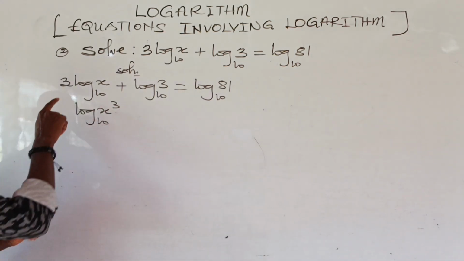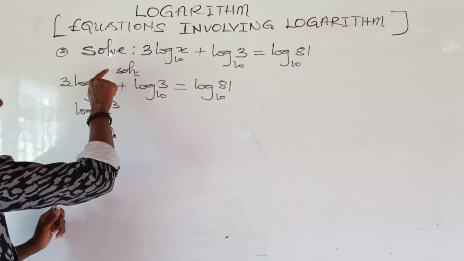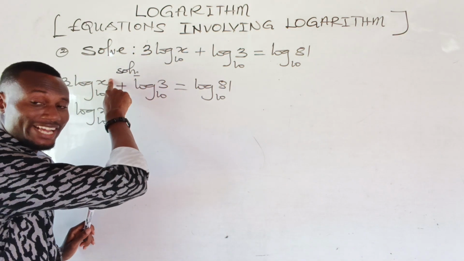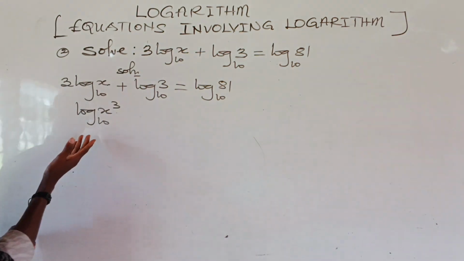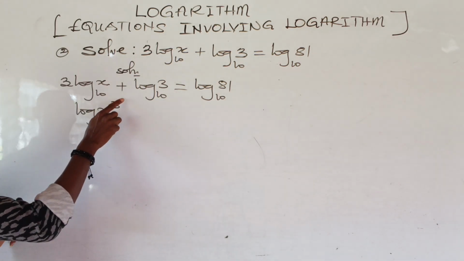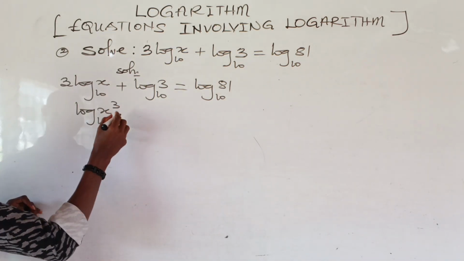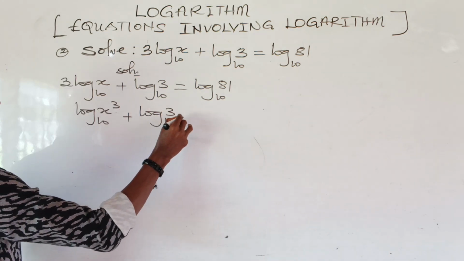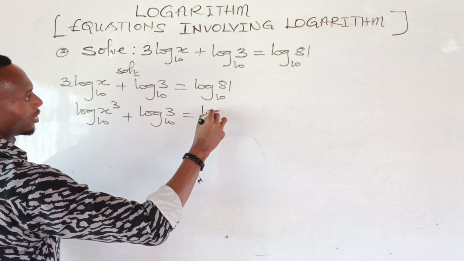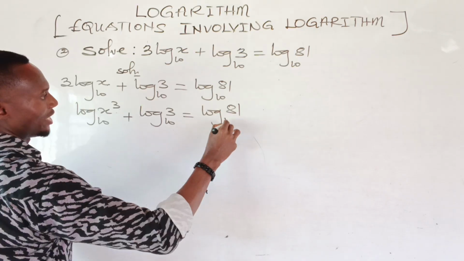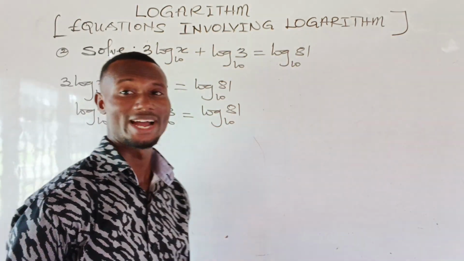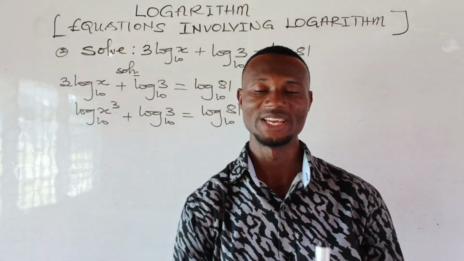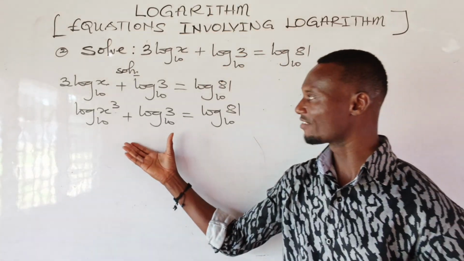All that we did is to move the 3 here so that it will become a power to the variable s, which is here. That is the power rule. So I'm going to have log s to the power 3 to the base 10, then plus my log 3 to the base 10 equals log 81 to the base 10. I hope you understand and you agree with me up to this point. So we have this one.